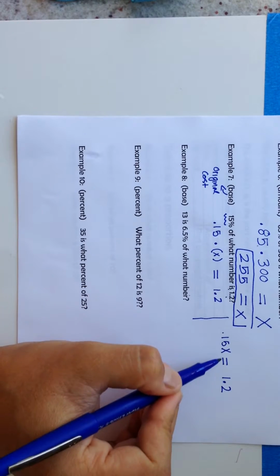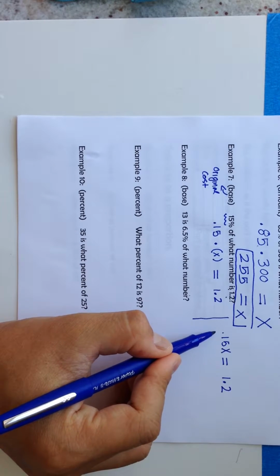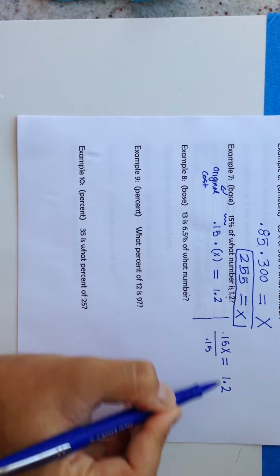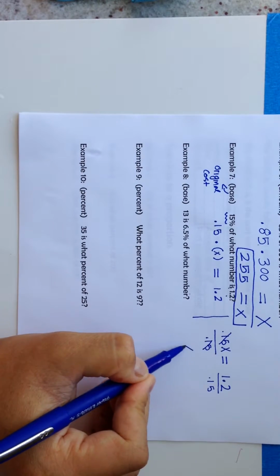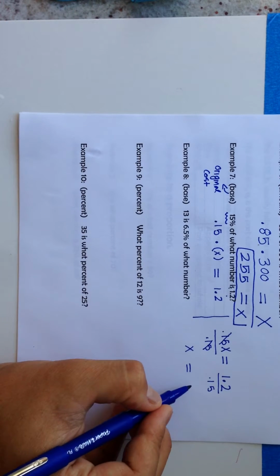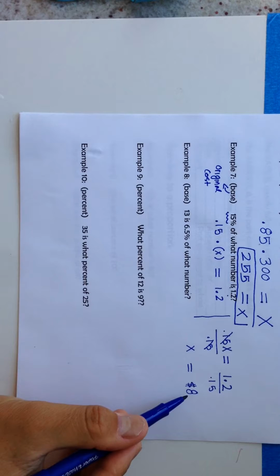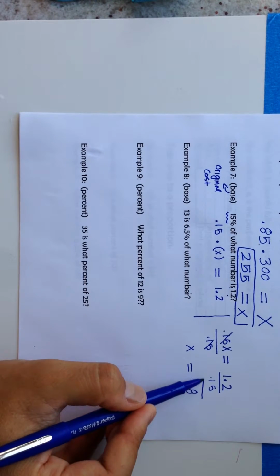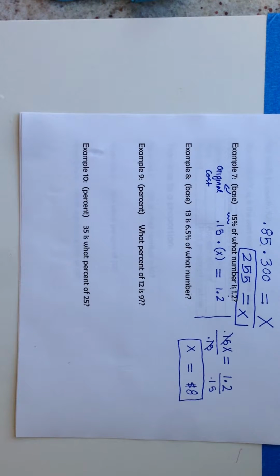From here, to find out what that number is, we would continue to divide both sides by 0.15. These will cancel out, so X equals. And then to save time, we're going to use a calculator to do our calculation. It comes out to be $8. So your meal would have cost you $8, which is what we call your base, your original cost, if you tip $1.20.